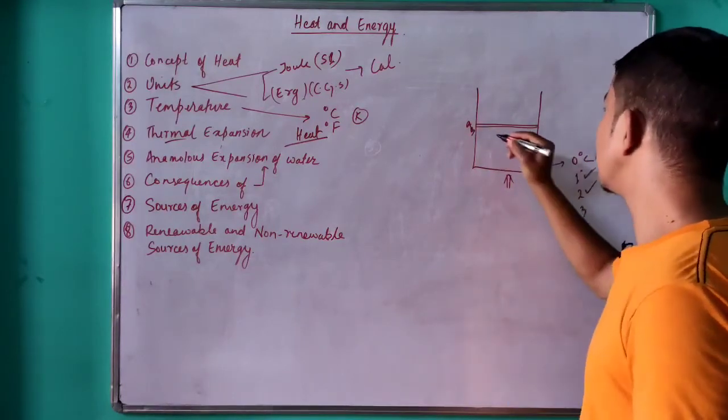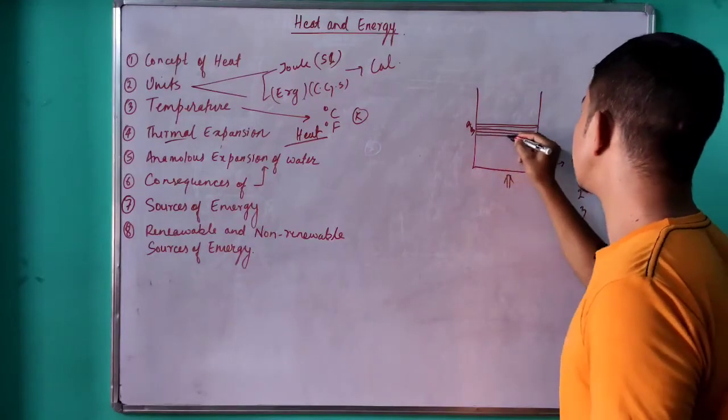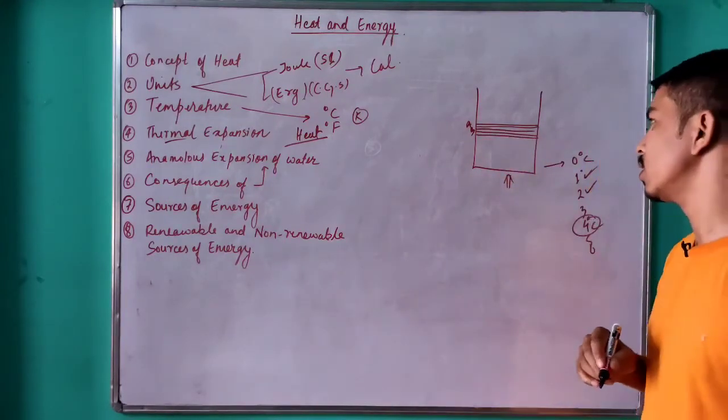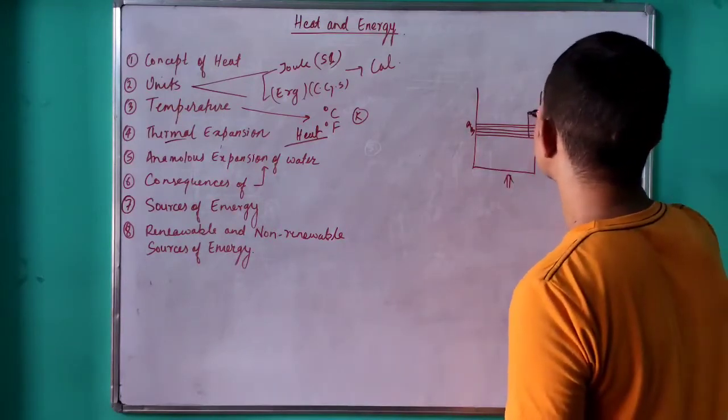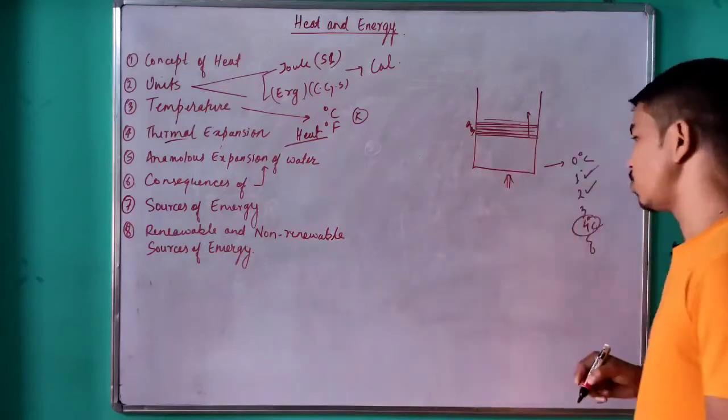At 2 degree, the volume will still decrease. At 3 degree, the volume will decrease. At 4 degree, the volume will decrease. But once it crosses the 4 degree centigrade mark, after that the volume of the water starts increasing. So at 5 degree it increases, 6, 7, 8, 9 and so on.